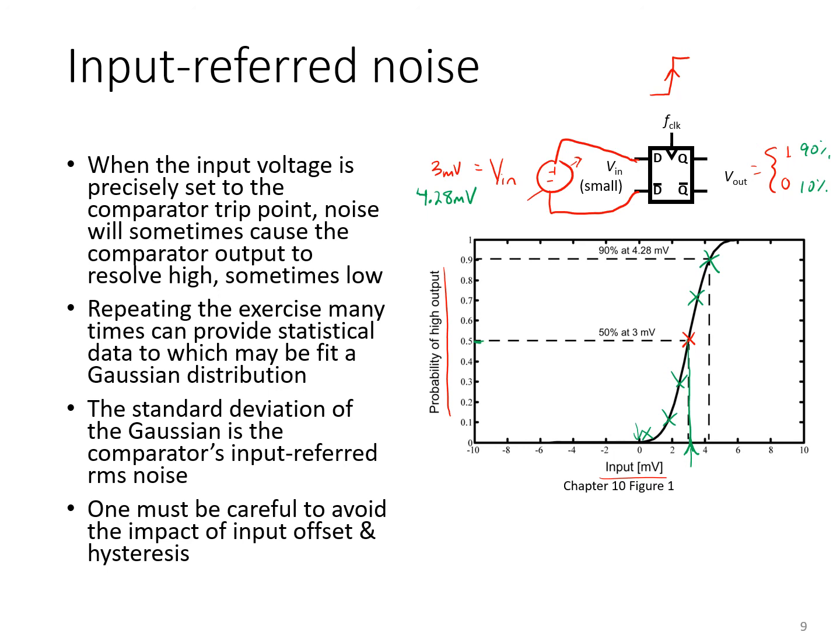And using the other points, you can fit to it a Gaussian distribution. That's what's done with the black line. You shouldn't expect the fit to be as good as I've sketched out here. And naturally, there'll be some outliers unless you perform a huge number of simulations. But in any case, you perform a best fit, and then the standard deviation of that fit Gaussian distribution is the comparator's input referred RMS noise.